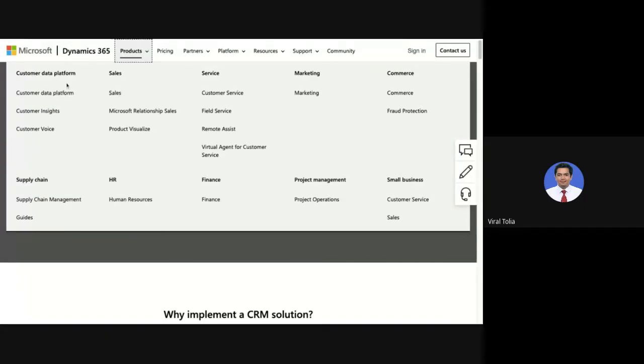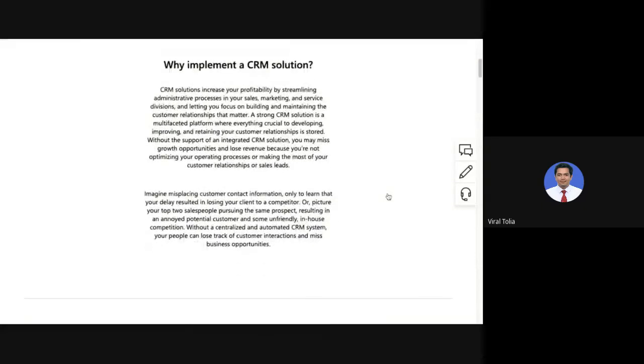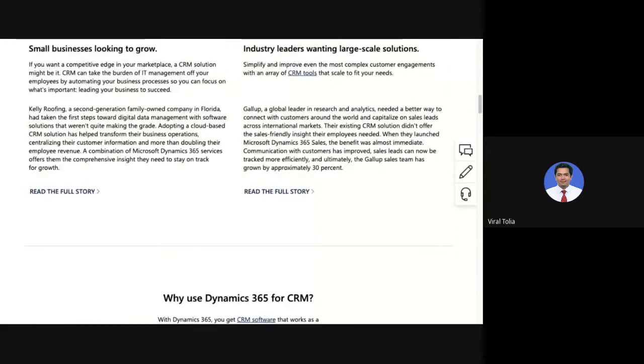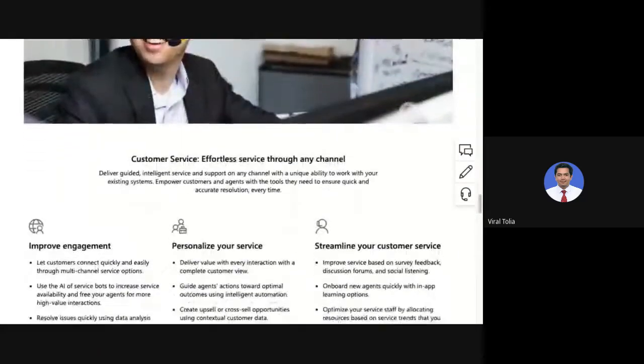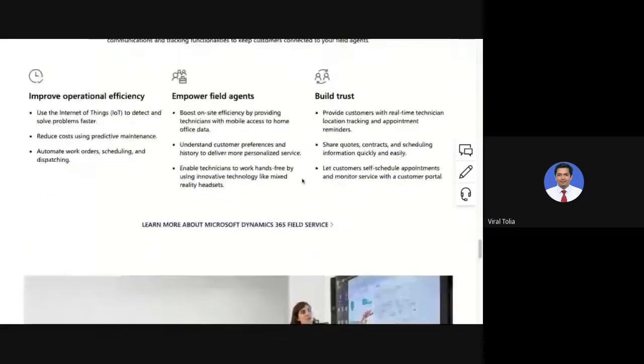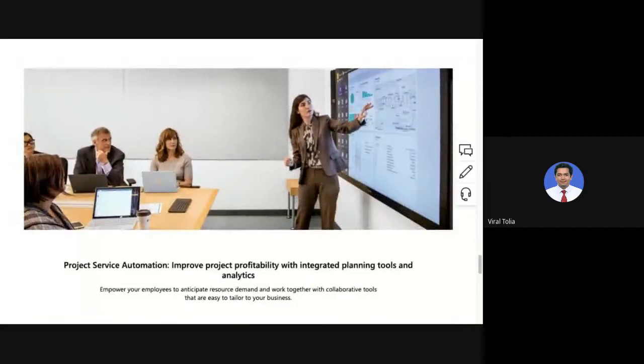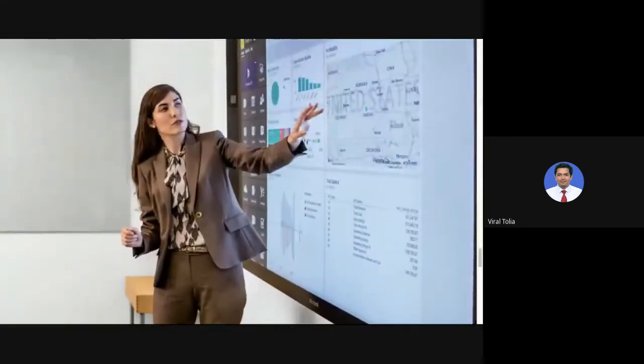So just see: customer data platform, customer insight, customer voice, supply chain, human resource perspective, sales, service, marketing, finance, project, fraud protection, small business. Each and every detail is given. So what happens is, guys, whenever you want to do business at national or international level and the size of the client is very big, you can go to these people, whatever the requirements are. This is the way they do the analysis.